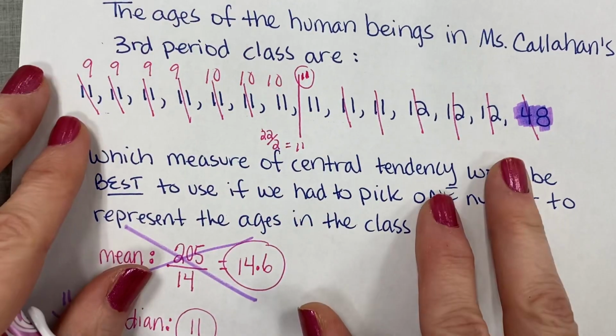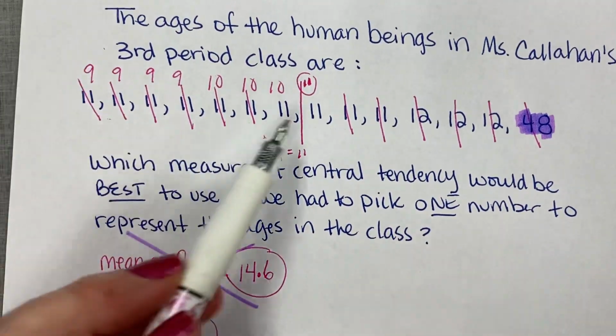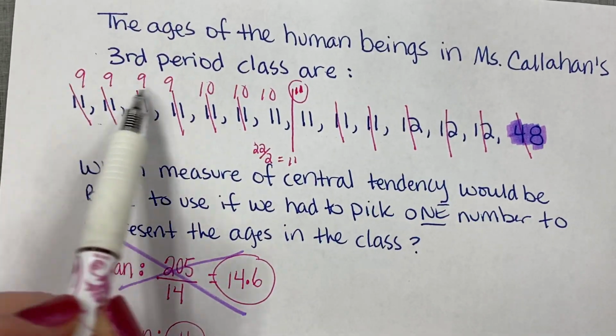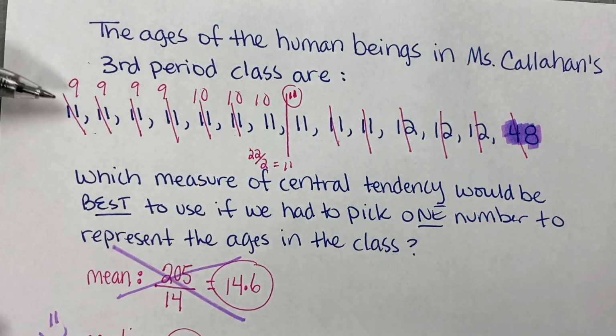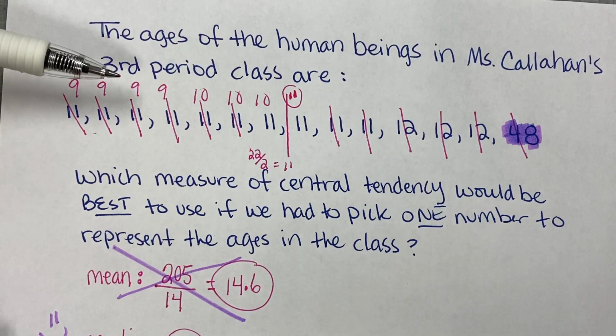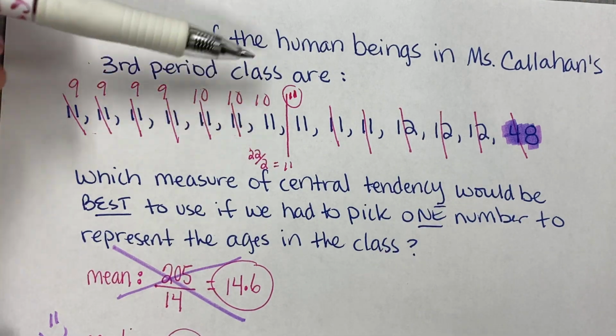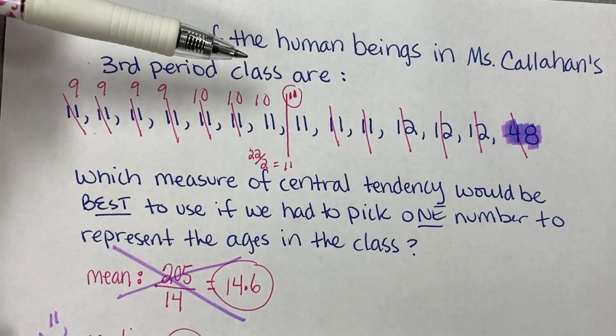I think in that case, it would have been better to use the middle because otherwise the mode would have been 9, and that would have looked like we had more 9-year-olds than anything, or that 9 would be a great number to represent the ages, where 11 is just more toward the middle.